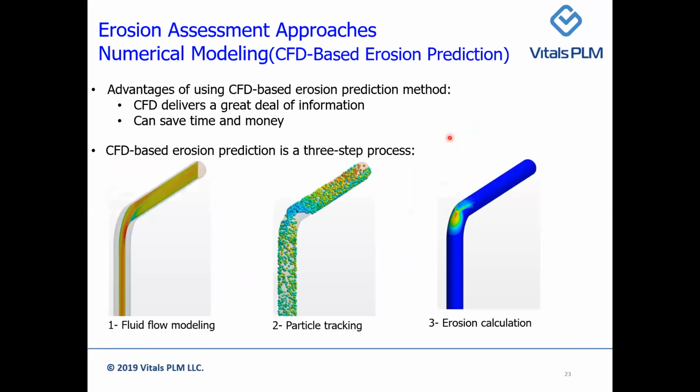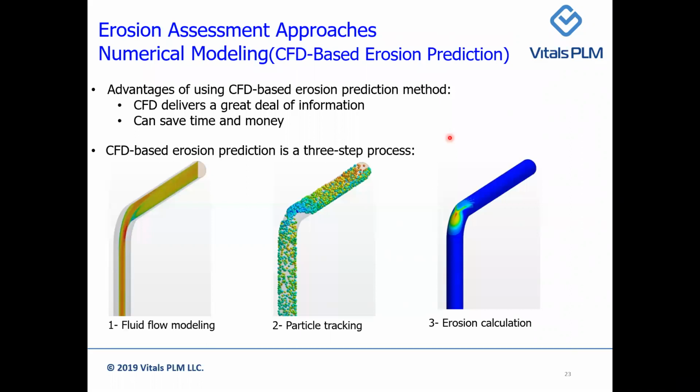The next approach is the CFD method. So all these experimental approaches may be very time consuming, and it may also be expensive to build experimental facilities and conduct erosion tests. Therefore, an alternative method is CFD-based erosion prediction.